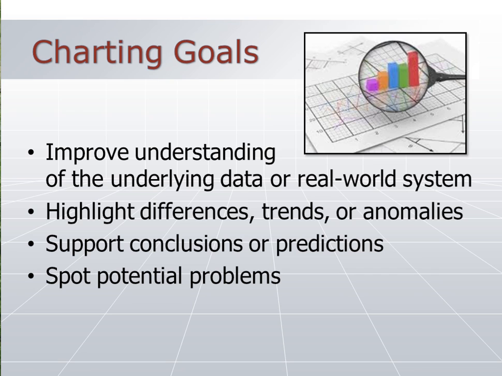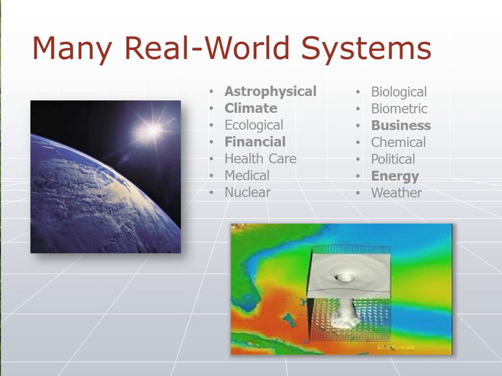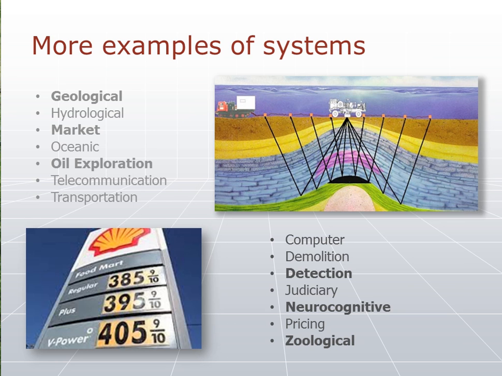to highlight differences, trends, or anomalies, to support conclusions or predictions, and to spot potential problems. There are tens of thousands of real-world systems from every area of academic, professional, technical, or business pursuit. We have solar, climate, financial, energy, geological, neurological, and zoological systems. We have markets, commodities, and pricing. We have judicial, medical, and social systems. All of these systems have data. We must be able to interpret that data.